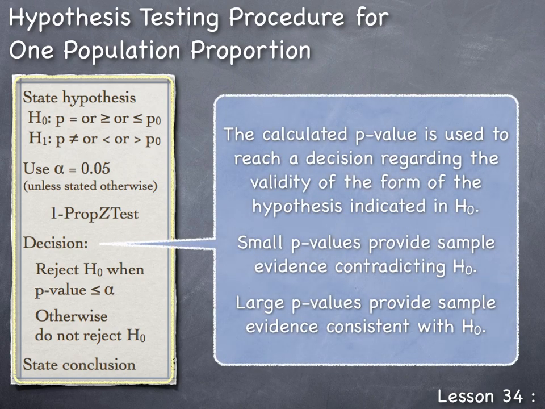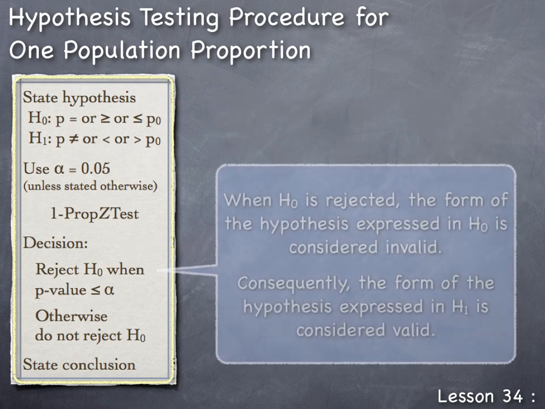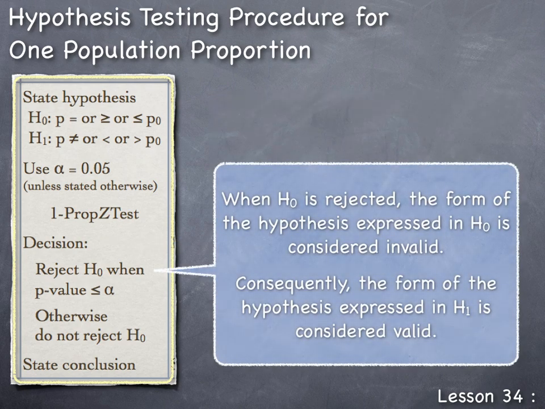Now, the calculated p-value is used to reach a decision regarding the validity of the form of the hypothesis indicated in H0. Small p-values provide sample evidence contradicting H0. Large p-values provide sample evidence consistent with H0. So the decision is to reject H0 when the p-value is less than or equal to alpha. When H0 is rejected, the form of the hypothesis expressed in H0 is considered invalid. Consequently, the form of the hypothesis expressed in H1, which is the opposite of H0, is considered valid.